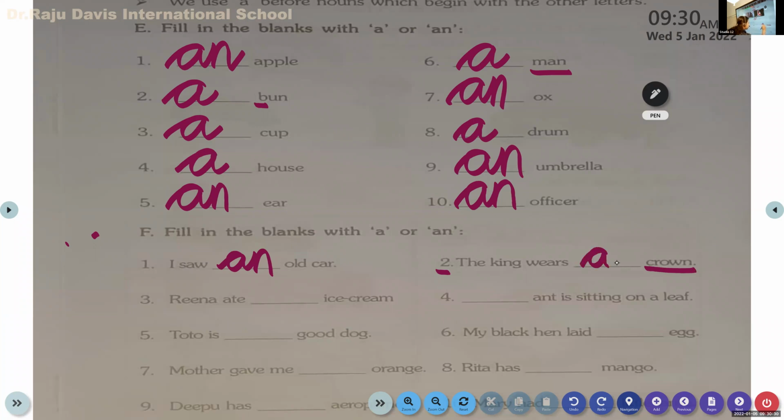So it is a crown. Okay, so always a and an come before the word. Thank you, ma'am. Okay, very good. So you have done a great job. Very good. Now the next turn is for Jewel. Jewel, come on.